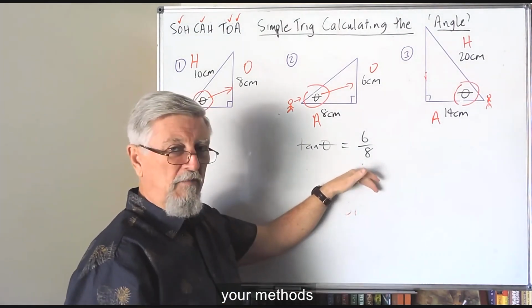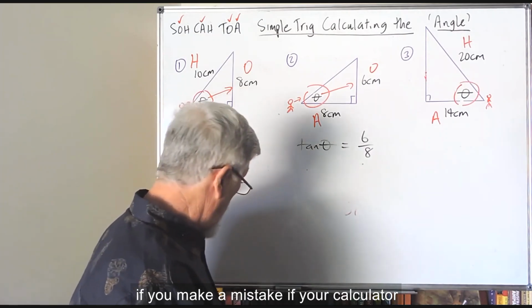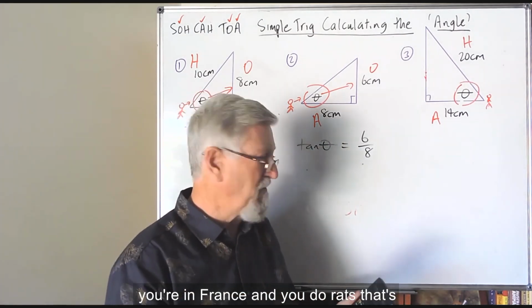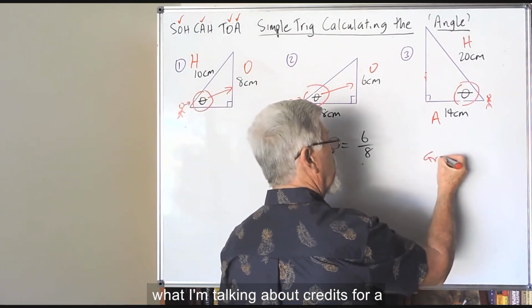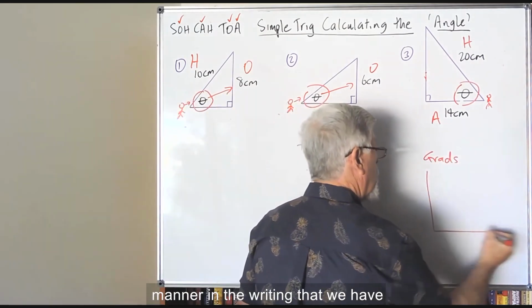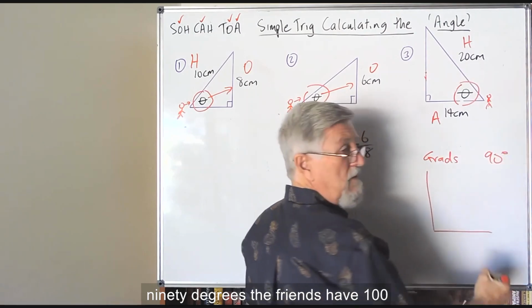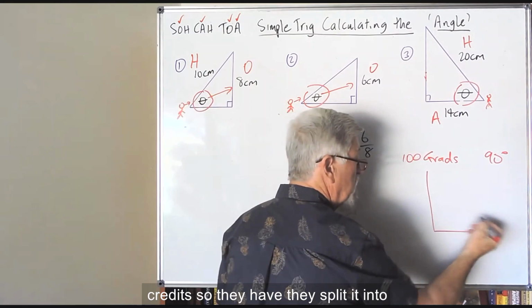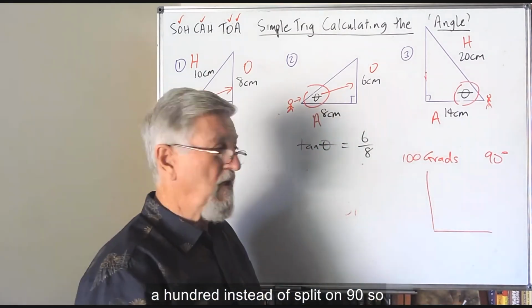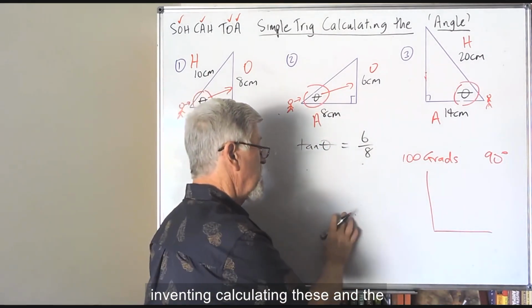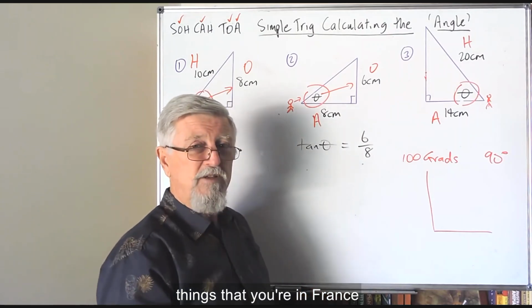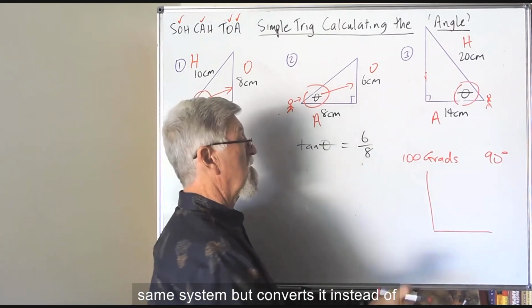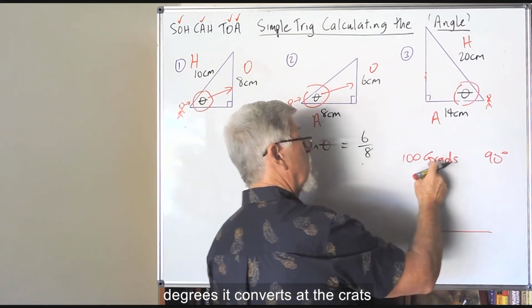I can talk about marking methods. But if you make a mistake, if your calculator is set on the wrong setting, if it thinks you're in France and you do grads, just let me talk about grads for a moment. In the right angle we have 90 degrees. The French have 100 grads, so they split it into 100 instead of 90. If it thinks you're in France, it does the same system, but converts it to grads instead of degrees.